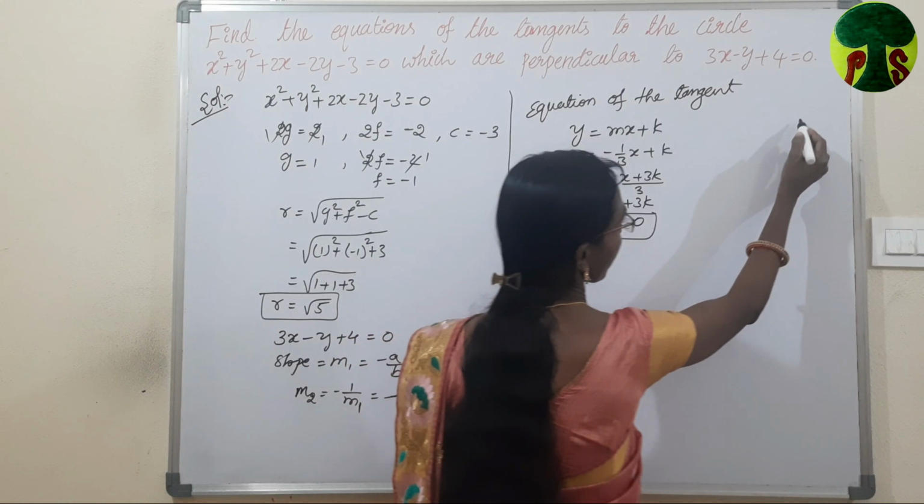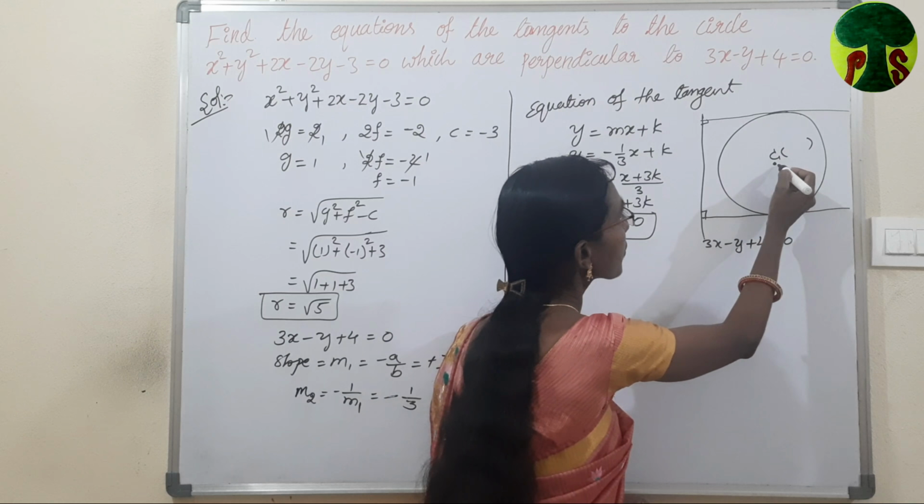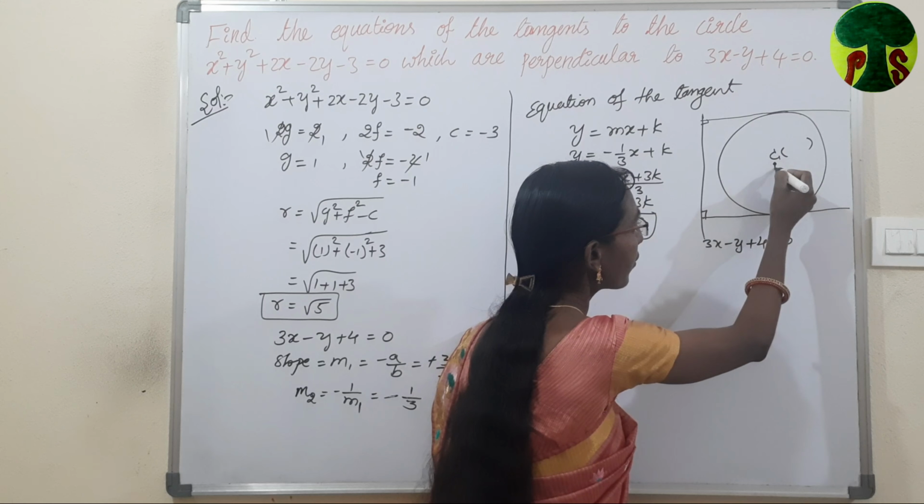If this line is a tangent to this circle, then the radius of the circle should be equal to the perpendicular distance from the center to this line. These two should be equal. Clear? I will find the center of the circle. Let it be capital C. C = (-g, -f), that is, the value of g is 1.